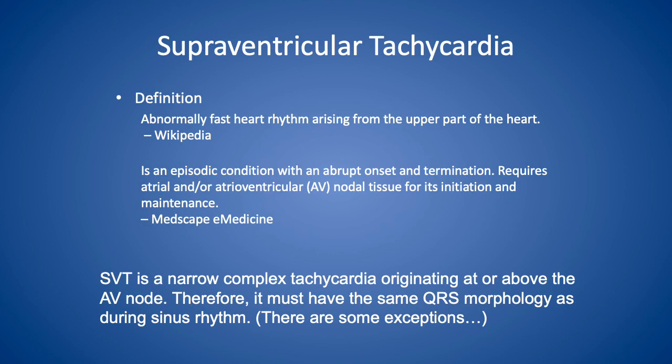So what is SVT? According to Wikipedia, it's an abnormally fast heart rhythm arising from the upper part of the heart. Medscape defines it as an episodic condition with an abrupt onset and termination, requiring atrial and/or atrioventricular nodal tissue for its initiation and maintenance. There is some truth to both of those definitions. But it's a narrow complex tachycardia that originates above the AV node, and therefore it must have the same QRS morphology as during sinus rhythm. There are some exceptions, but that's generally what we look for.